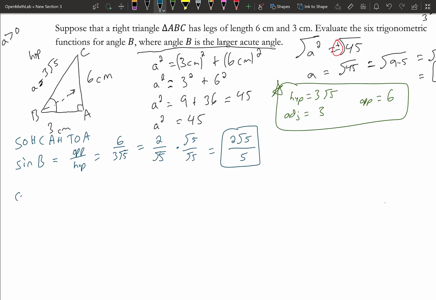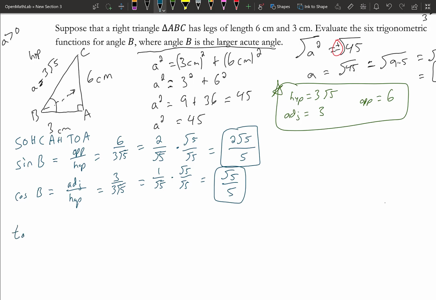So then cosine of B is equal to the adjacent over the hypotenuse. The adjacent is 3, hypotenuse is 3 radical 5. Similarly, the 3 divided by 3 cancels, so we just get 1 over radical 5. We can divide top and bottom by 3. Same idea, I need to rationalize the denominator, so I multiply by radical 5 over radical 5, which gets me to radical 5 over 5. So that's the answer for cosine of B.